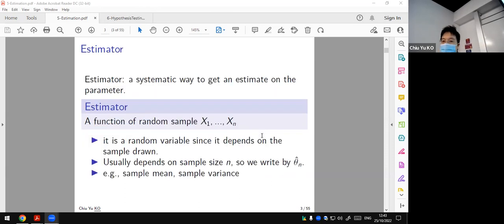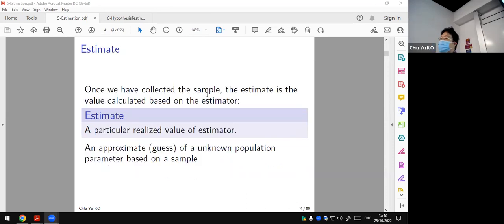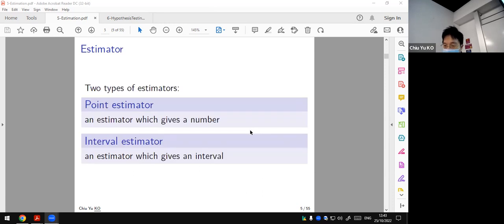So the distinction between the two will be important, as you will see, because we can talk about probability related to the estimator, but we cannot talk about probability related to an estimate, because an estimate is the value you calculate once realized. We cannot speak about probability, because it's not a random variable.